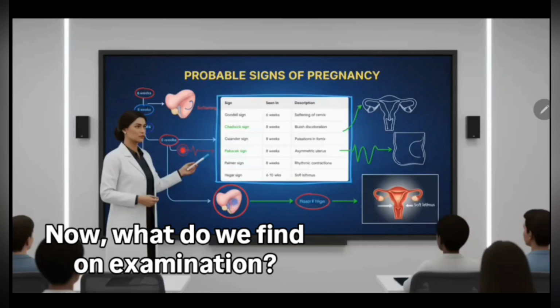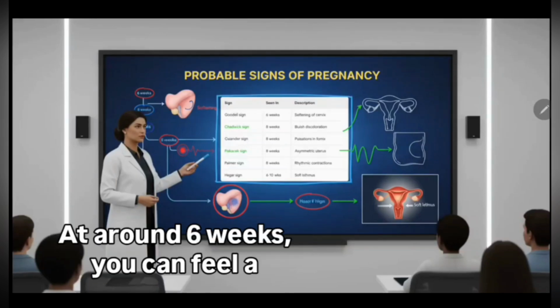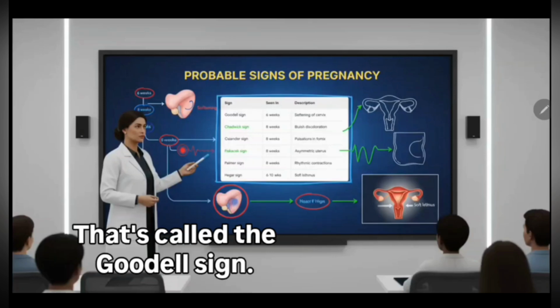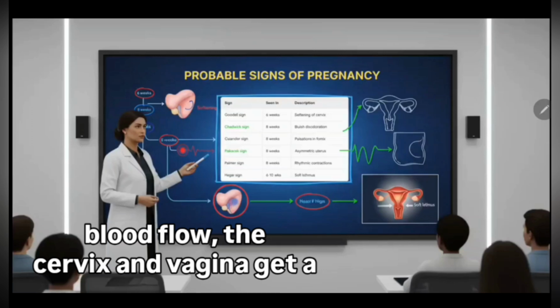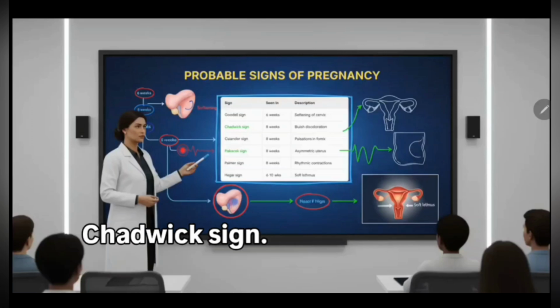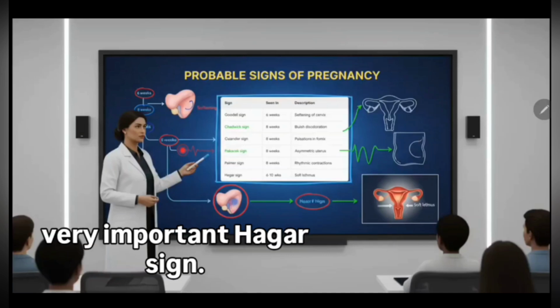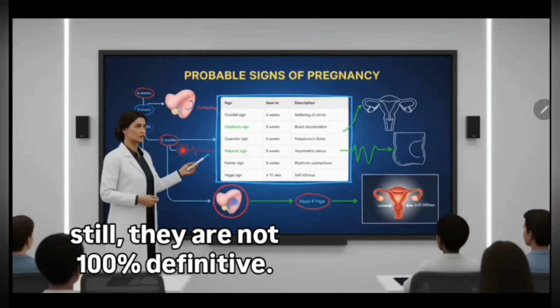Now, what do we find on examination? These are the probable signs. At around 6 weeks, you can feel a softening of the cervix. That's called the Goodell sign. By 8 weeks, because of all the increased blood flow, the cervix and vagina get a sort of bluish tint, which we call the Chadwick sign. And then there are others, Osiander, Piskacek, Palmer, and the very important Hegar sign. All of these are objective findings, but still, they are not 100% definitive.